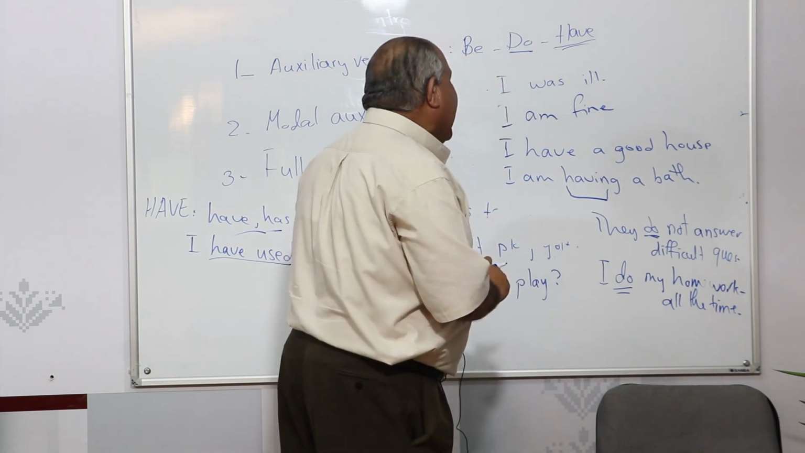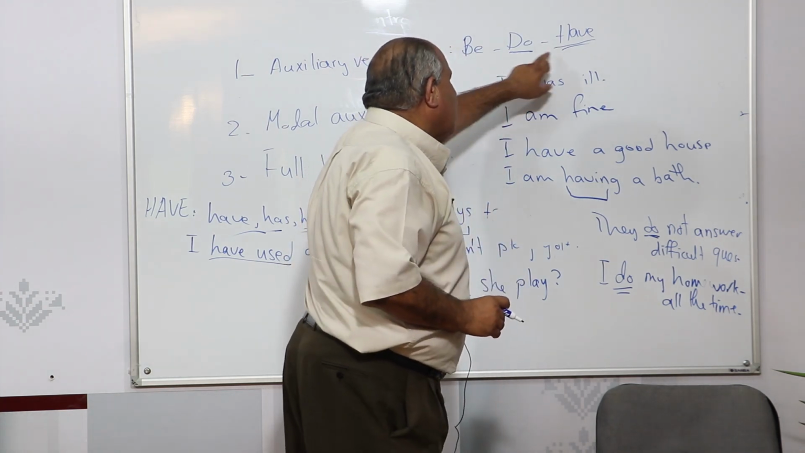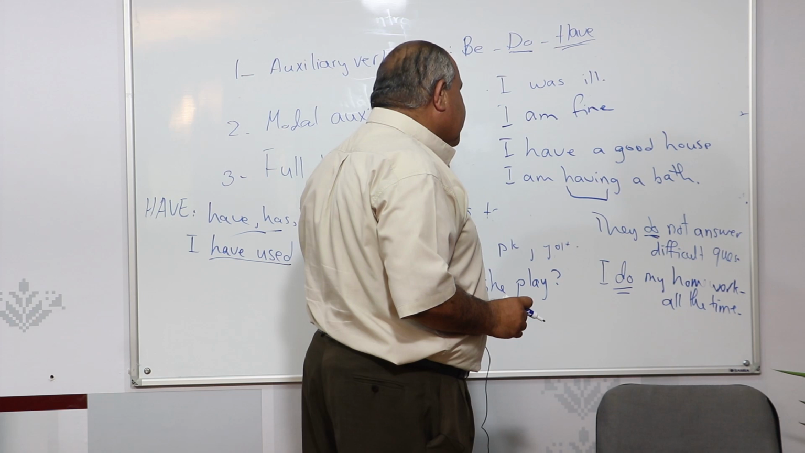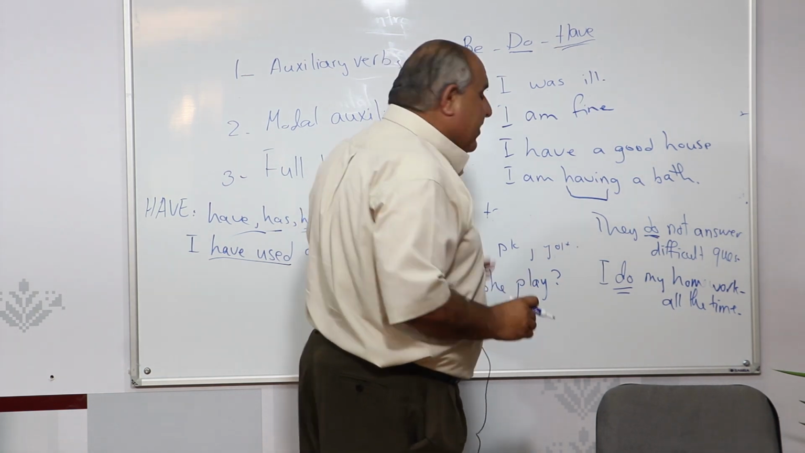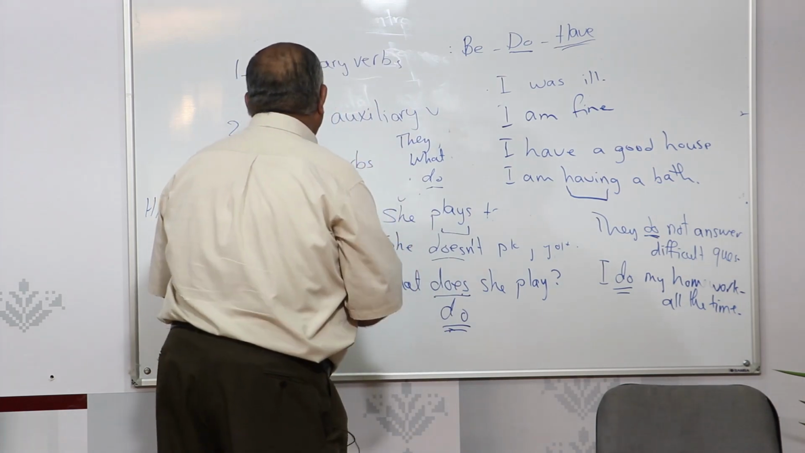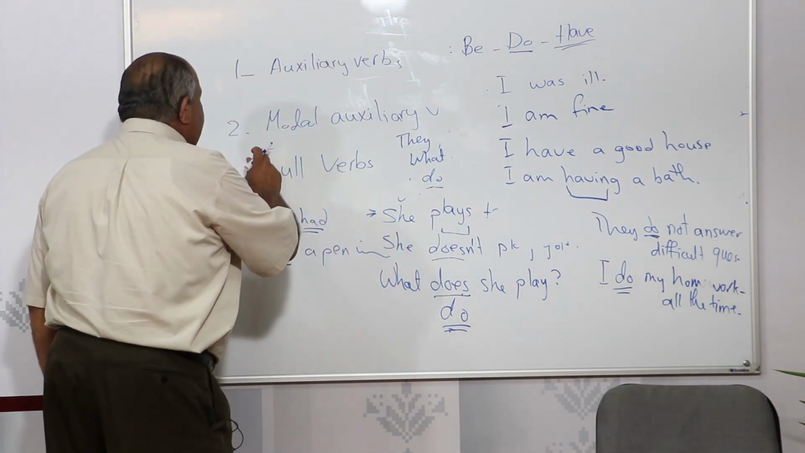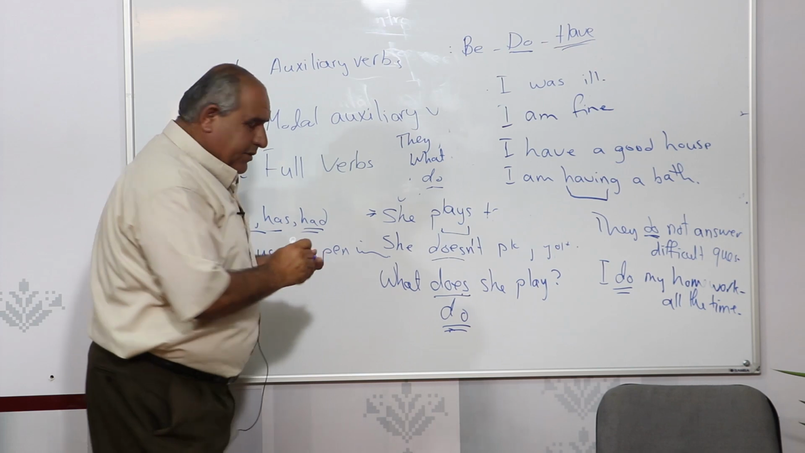Therefore, we can use these verbs, be and do and have, as main verbs. We can use them as auxiliary verbs. In both cases, things are different. Now, the second category is about modal auxiliary verbs.